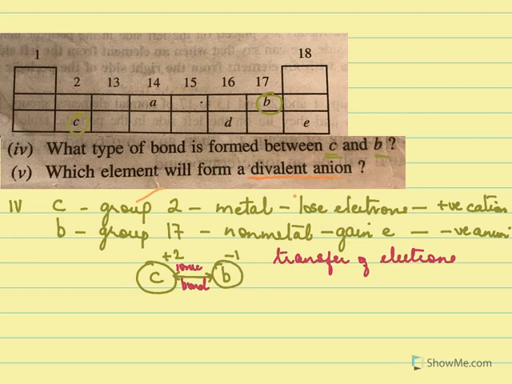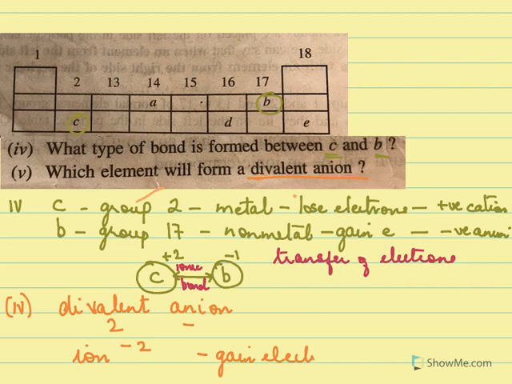Which element will form a divalent anion? Now, what do you mean by a divalent anion? Divalent means 2, anion is negative. So a divalent anion is an ion with -2. Now why has it become negative? It is negative because it must have gained electrons. And how many electrons would it have gained? It has gained 2 electrons. That's why it has become -2.